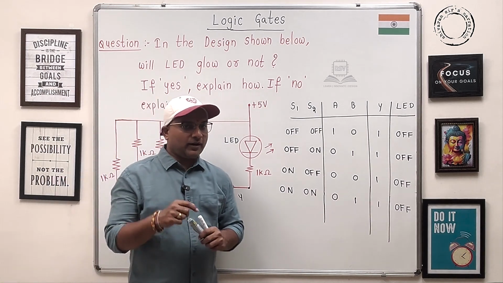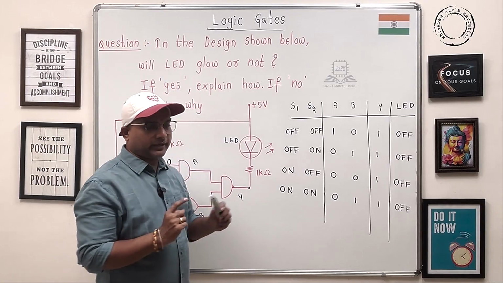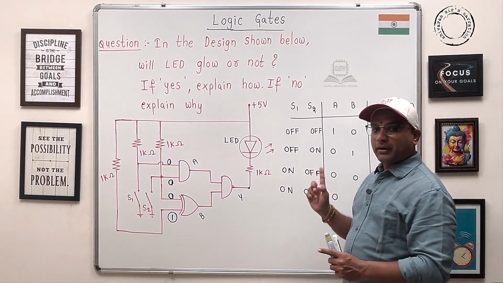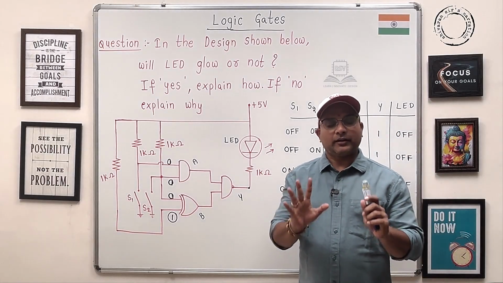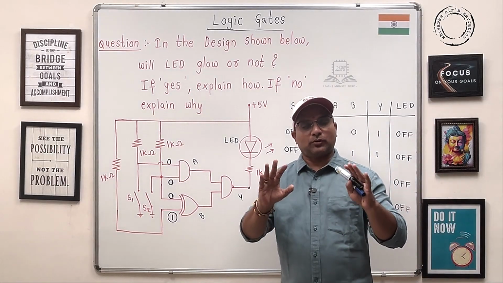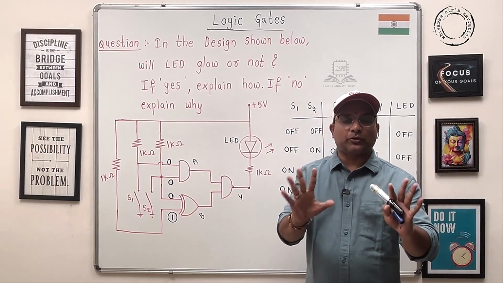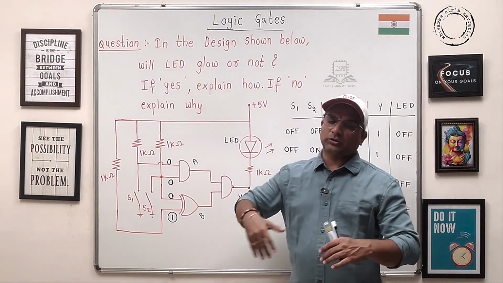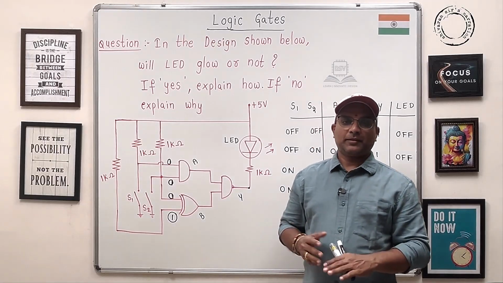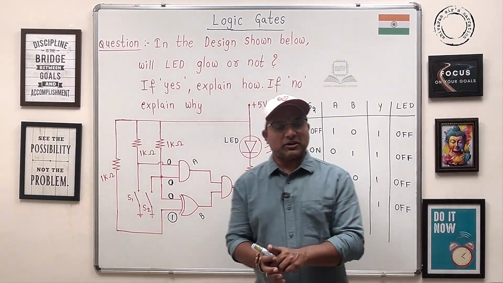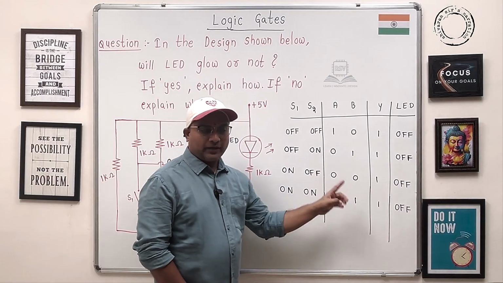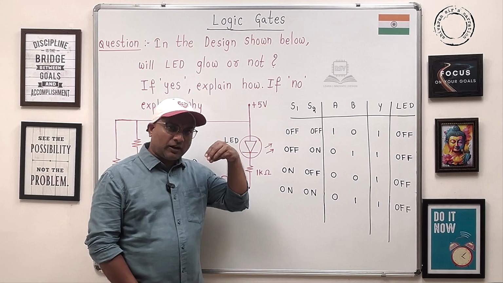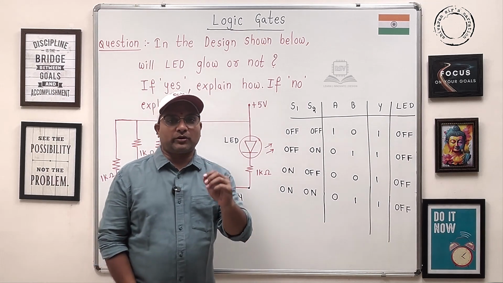Hence, guys, what we can tell through this table is that the LED is permanently in off state only for this given design. When you take the switches both on, both off, on and off, the output is always 1. Hence the LED will not glow. It is always in reverse bias only.